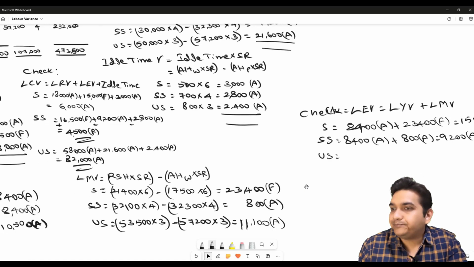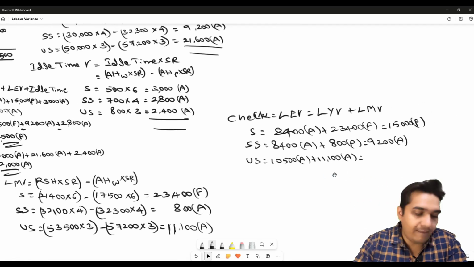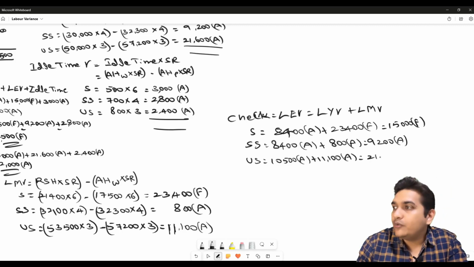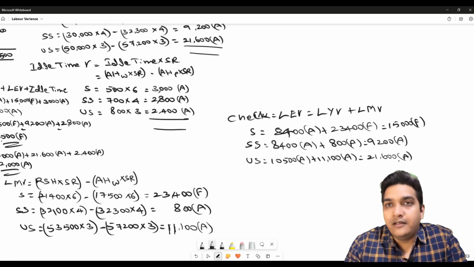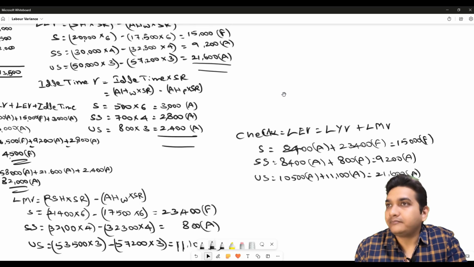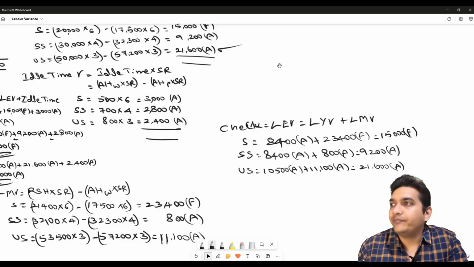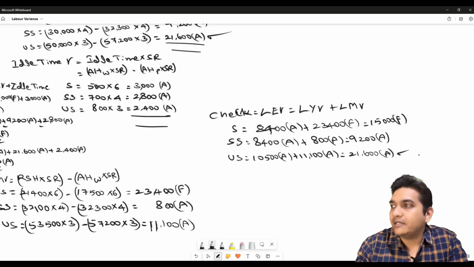Now, next unskilled. We have 10,500 adverse plus 11,100 adverse, which is equal to 21,600 adverse. If we check our labor efficiency variance, we have computed it correctly, right? It is matching. So this ends our second problem.